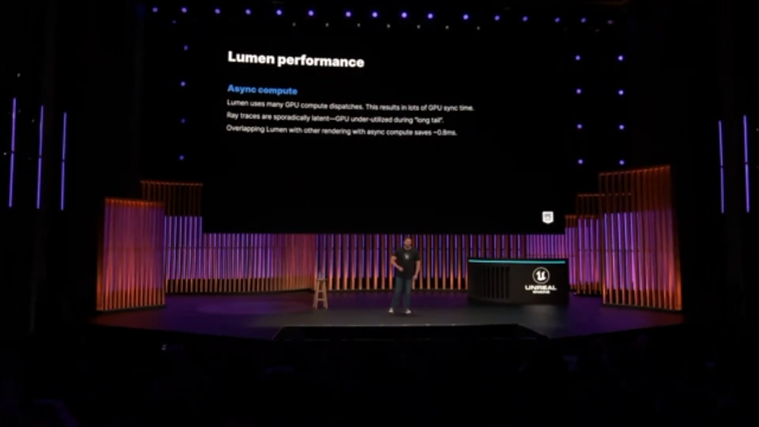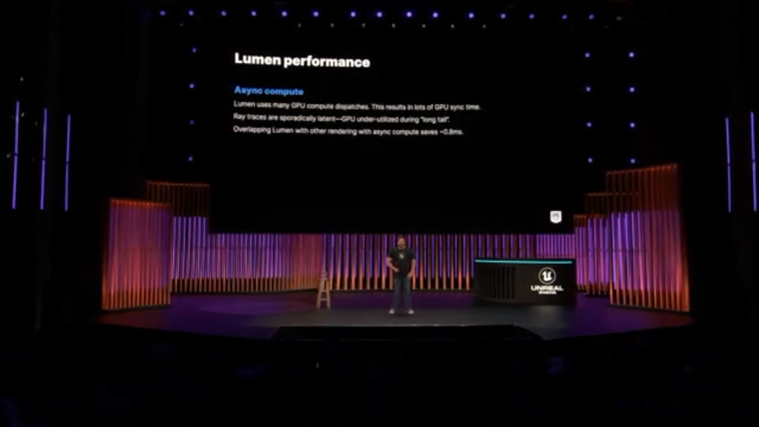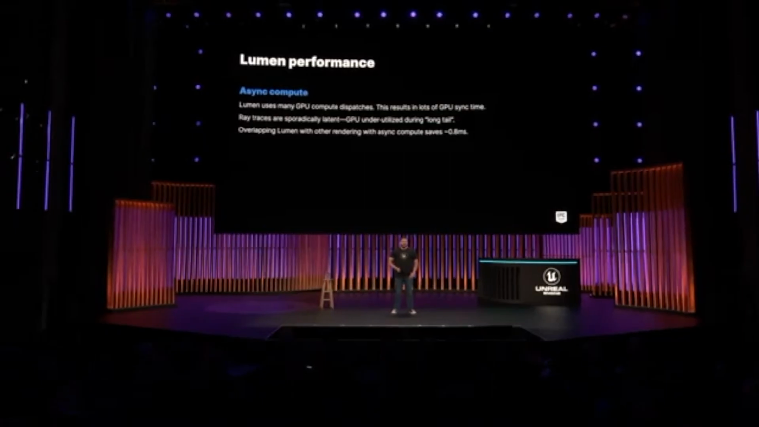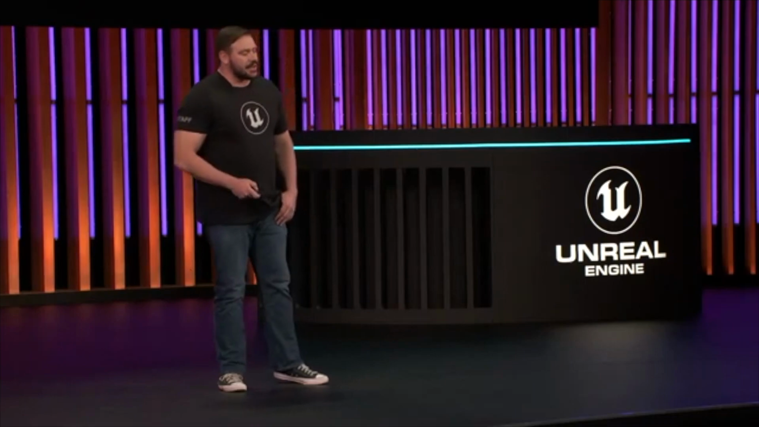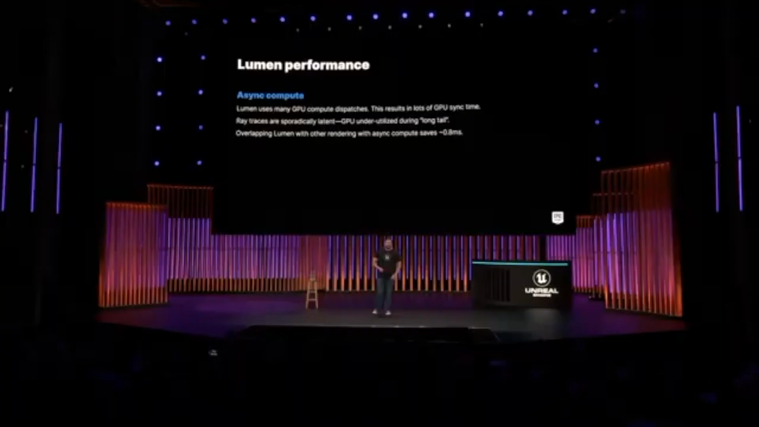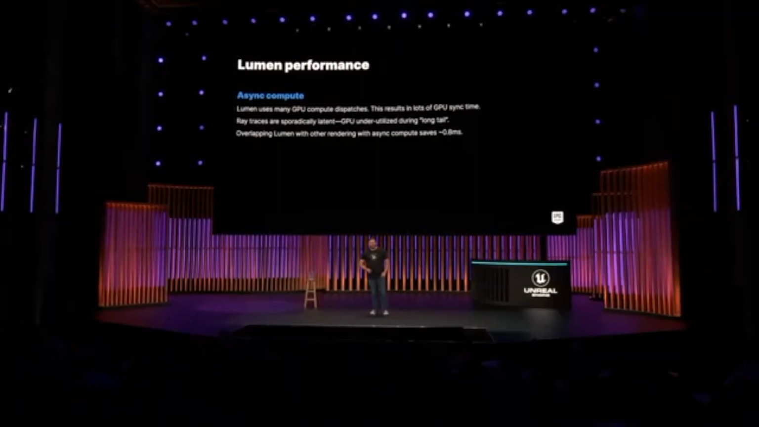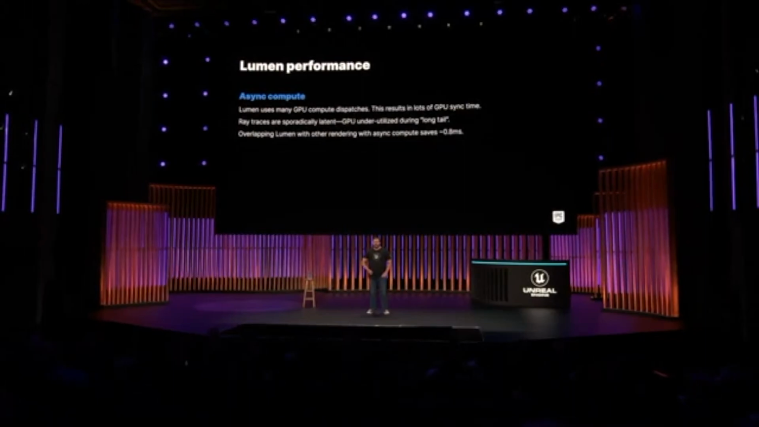Lumen's processing is composed of many interdependent GPU dispatches. This results in a lot of GPU time spent in synchronization when performed in line with other graphics work. On top of that, software ray tracing threads retire in varying lengths of time, causing the dispatch to have a long tail that leaves the shader cores largely underutilized. By putting Lumen's dispatches in parallel with graphics work on async compute, we clawed back about 0.8 milliseconds of GPU time on next-gen consoles.